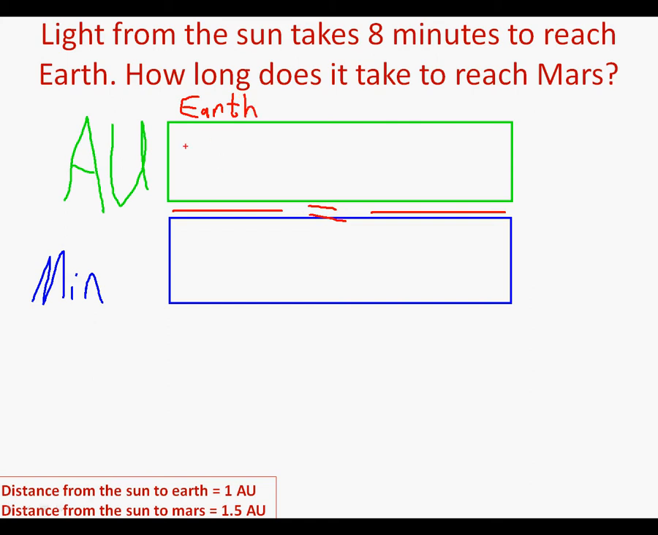All right, so this is Earth. So 8 minutes to reach Earth. Astronomical units, 1; minutes, 8. All right. So here, astronomical units for Mars. That's 1.5. And this one is unknown. So we could put a variable x there.